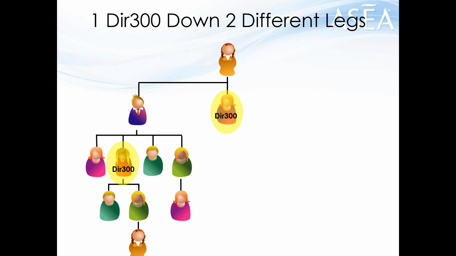Now, I want to make it clear that even if you had like 100 Director 300s down one leg, if you didn't have another one down a different leg, that wouldn't count. You would only be technically defined as having one Director 300 leg.